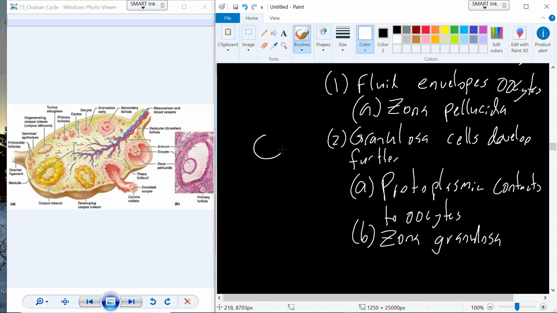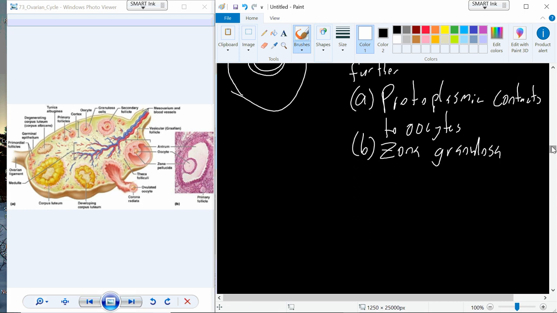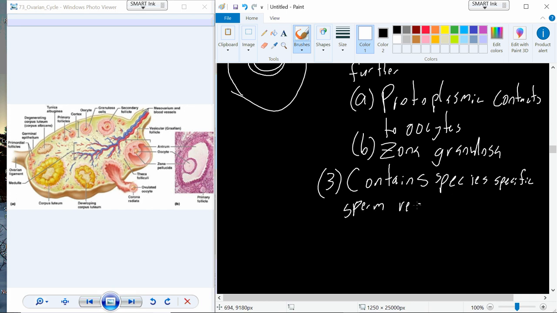So we can kind of think about this as you have the oocyte in the middle, you have this layer on the very inside called the zona pellucida, and then you have this layer here on the outside called the zona granulosa. Now, the other thing that begins to develop here anatomically in the secondary follicle are receptors that are specific for the sperm receptor. So it contains species-specific sperm receptors.